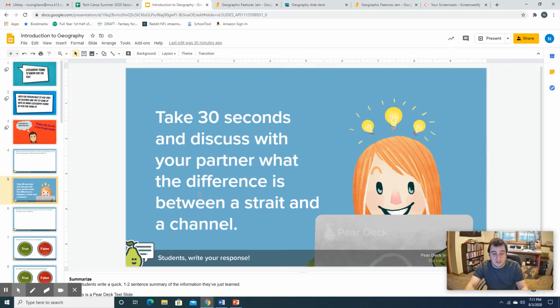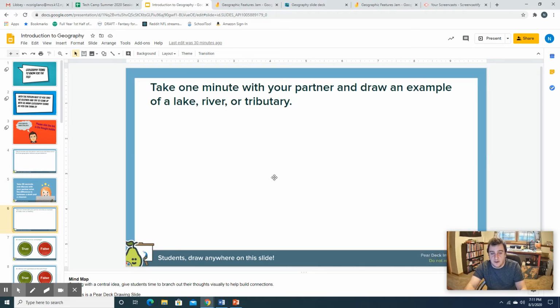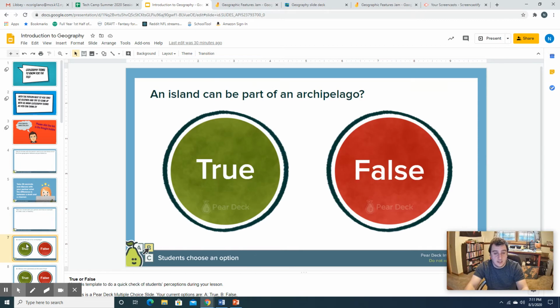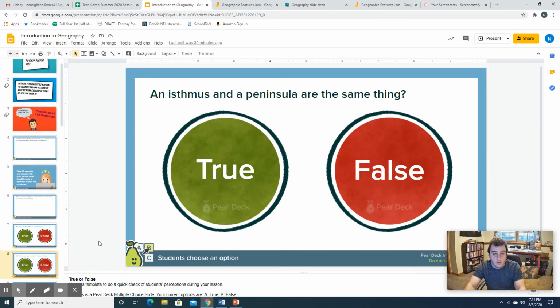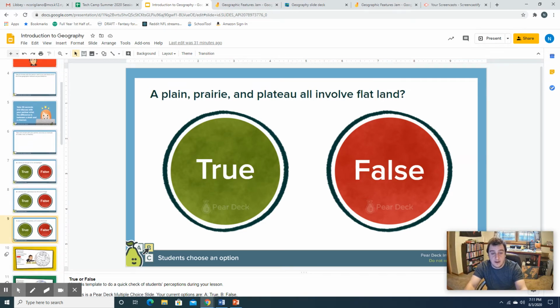The next 2 we talk about are straits and channels, and then they have this Pear Deck slide. Then we go ahead and talk about lakes, rivers, and tributaries, and then they draw on this slide, and then we move into the land features. We talk about archipelagos and islands. We talk about an isthmus, and a peninsula, talk about that a little bit, and then plains, prairies, and plateaus, just the difference of those. And we try to get them to identify those and figure those out.